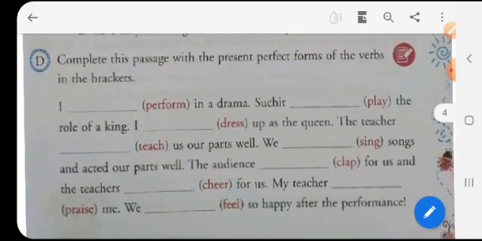Next we have, complete this passage with the present perfect forms of the verbs in the brackets. I have performed in a drama. Suchit has played the role of a king. I have dressed up as the queen. So you can do it very well. I hope this is very nice and easy for you to do. So do it and practice it all.